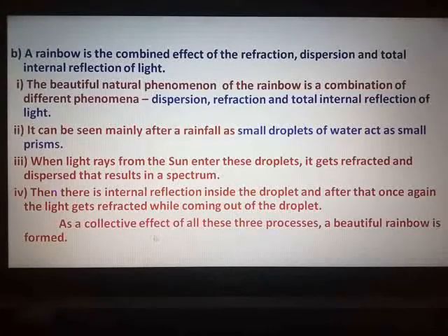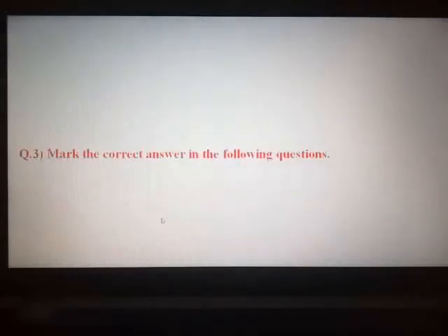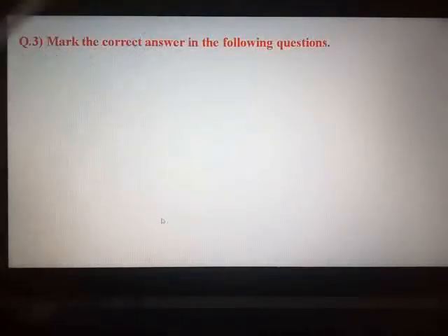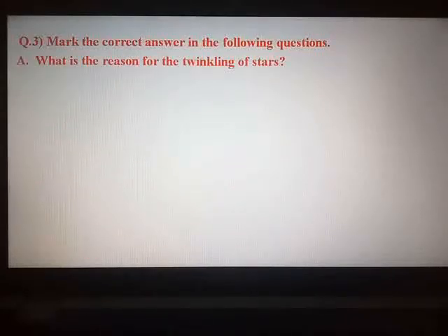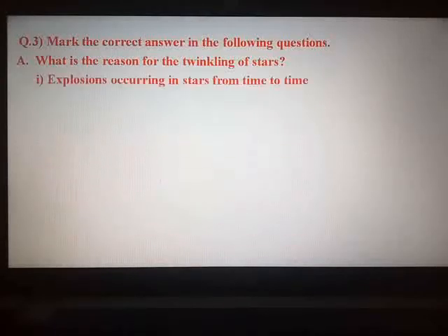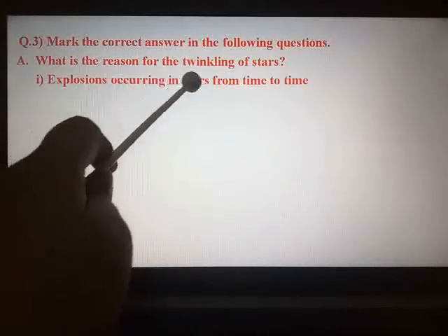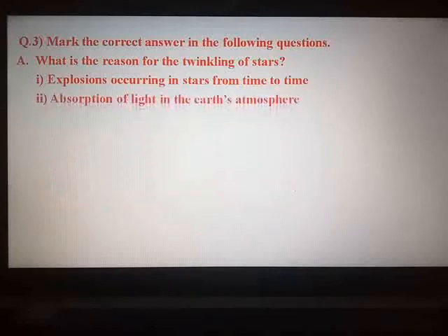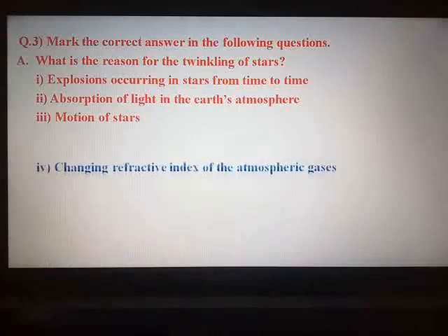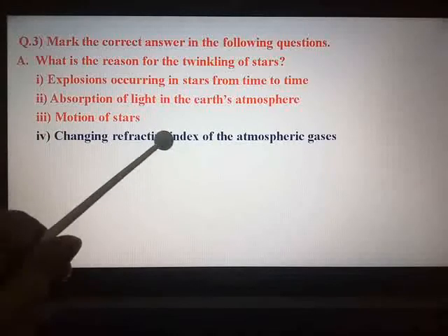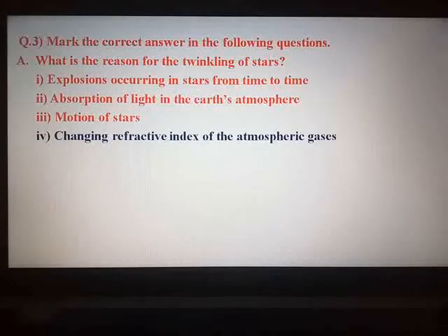Now let us start with our today's discussion. Question number 3. Mark the correct answer in the following questions. Nothing but MCQ. First question is, What is the reason for the twinkling of stars? Different options are given. Explosions occurring in stars from time to time, absorption of light in the Earth's atmosphere, motion of stars, and changing refractive index of the atmospheric gases.